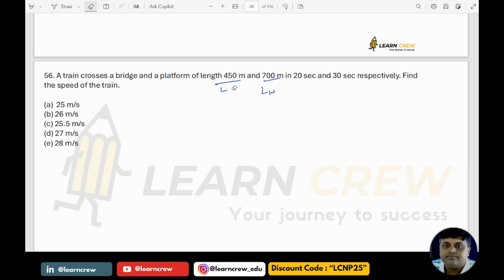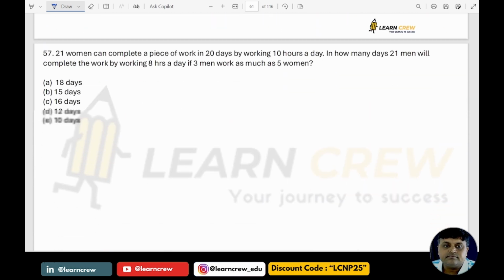Let me give you. To cross 450 meter, the train is taking 20 seconds. To cross 700 meter, it is taking 30 seconds. So what does it mean? To cross this 250 meters extra, it is taking additionally 10 seconds. Thereby 25 meters per second is the speed. Now 57.